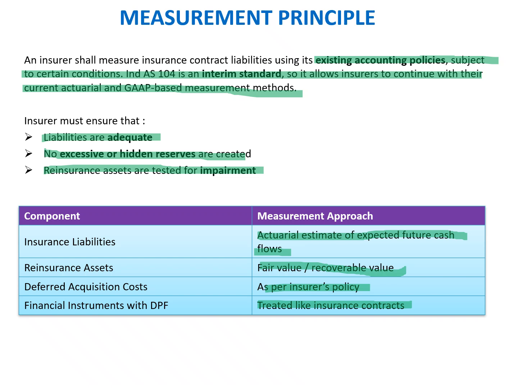So we have to measure the insurance liability basis the actuarial estimates of the expected future cash flows. For reinsurance assets, fair value; deferred acquisition costs are as per the insurance policy, and a financial instrument with discretionary profit rights is treated like an insurance contract. We'll talk about two specific principles on measurement: the liability adequacy test, and second, the reinsurance asset, which is tested for impairment. So these are the two tests which are mandatory for the insurance company to perform. We are going to discuss that in the next slide. So we'll move to the next slide then.